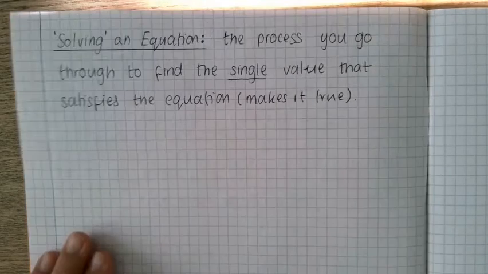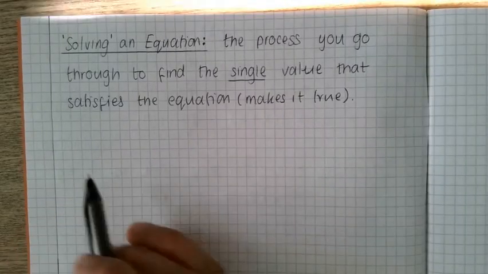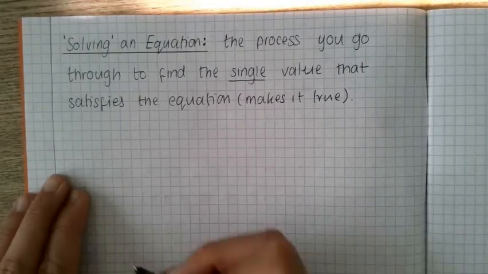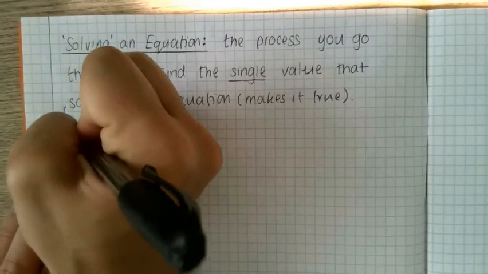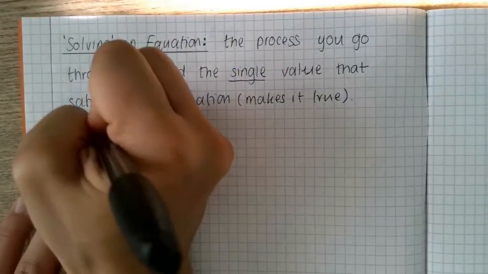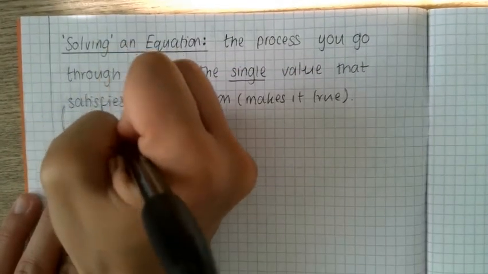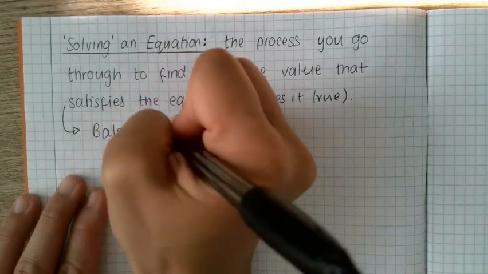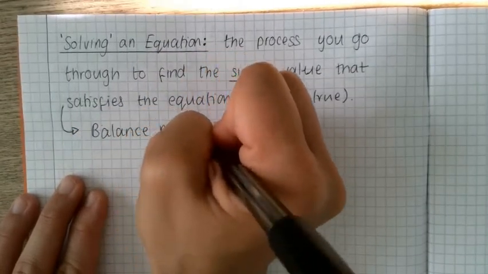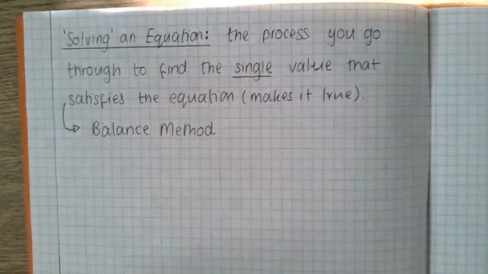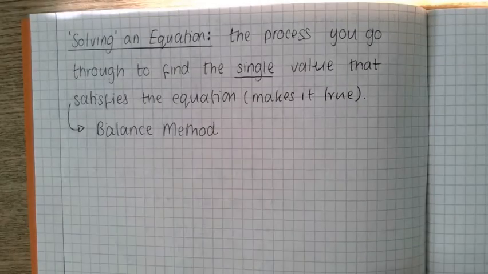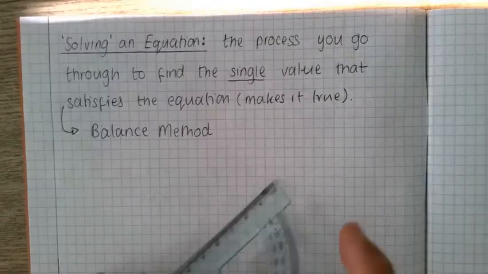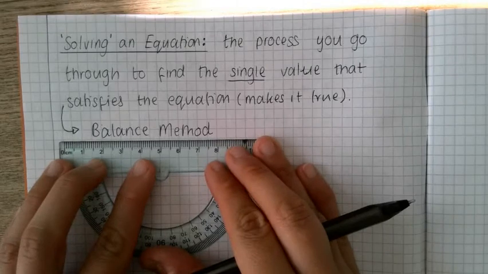Okay? Now, when we do this, now this is really important, you might want to highlight this. We use a method to do this. Now this method is called the balance method. Make a note of this as well. This is called the balance method. And I'm going to teach you what the balance method is. It's really not too tricky.